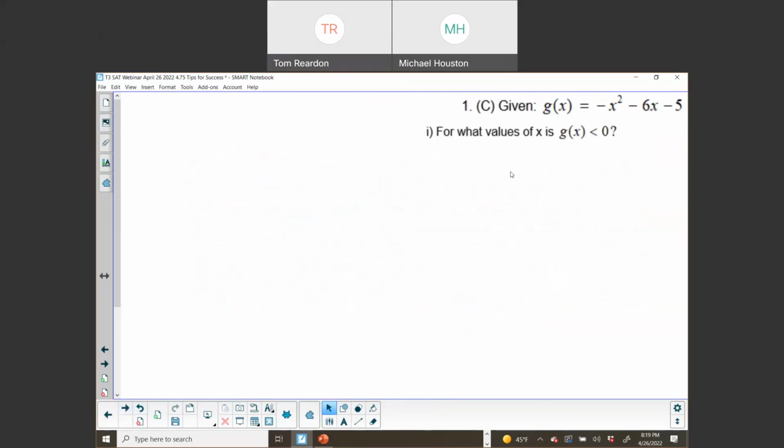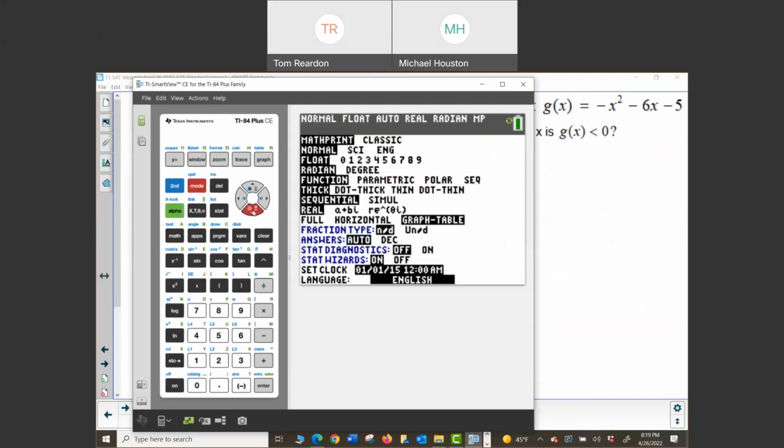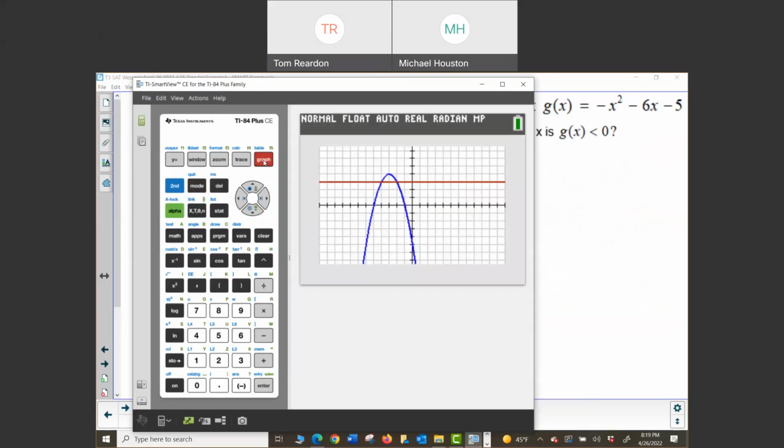For what values is a function less than 0 or greater than 0? That's another question that comes up on the SAT. And I want students to feel comfortable both without a calculator and with a calculator. So here on this one with the calculator, let me go ahead and turn off the graph table and go back to full screen because I don't really need the table for this. So I'll go back to that full screen.